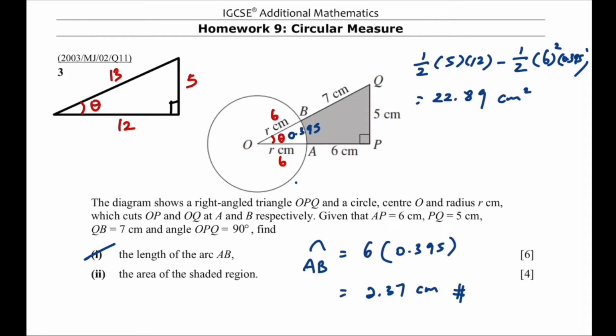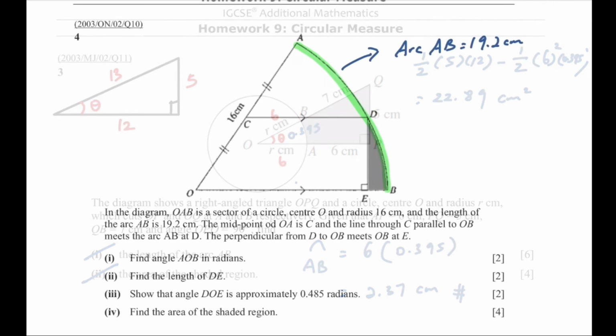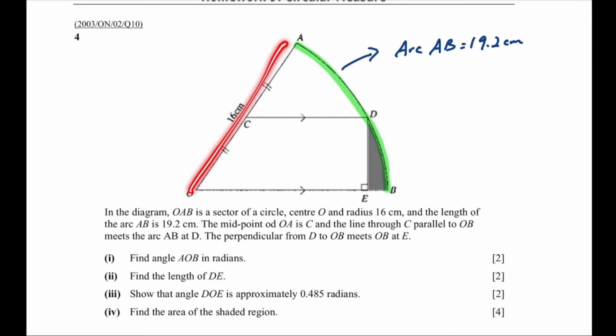So that is question number 3. Question number 4. We have a sector of a circle. C is the midpoint of OA. The arc AB is 19.2 cm. The radius of the sector is 16 cm. These two are parallel. These are perpendicular. First question, find angle AOB in radian.